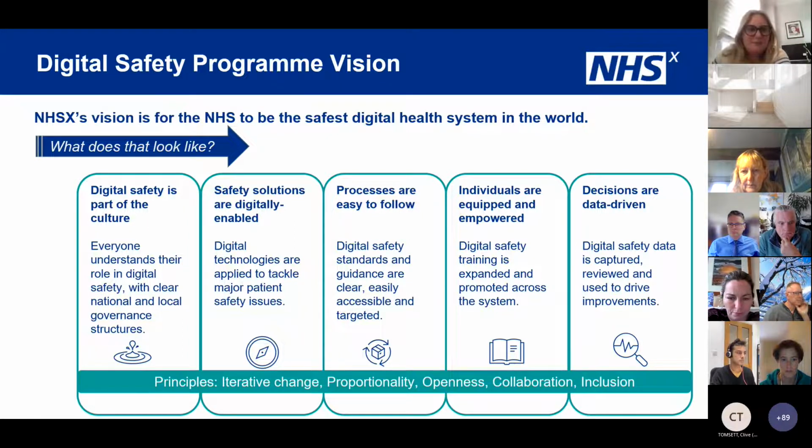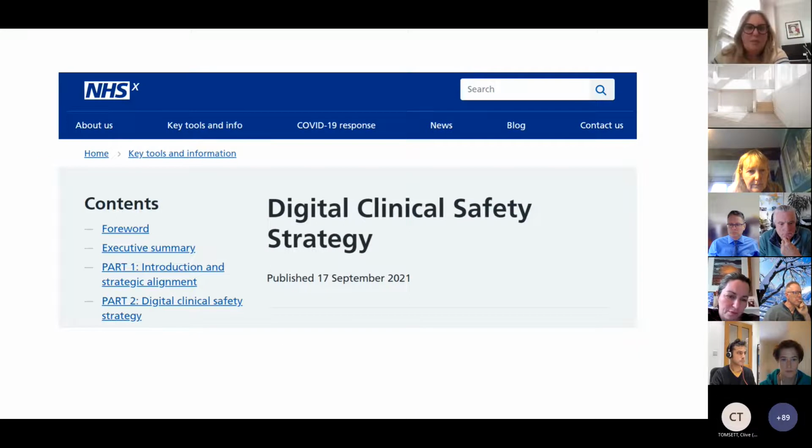Next slide, please. We launched the first iteration of the digital clinical safety strategy in September. As I say, that built on a huge amount of work and brought in multiple stakeholders who were invaluable in enabling us to launch it. It sets the national direction for digital clinical safety in the NHS and puts in place commitments to meet the vision that we've just described. Next slide, please.